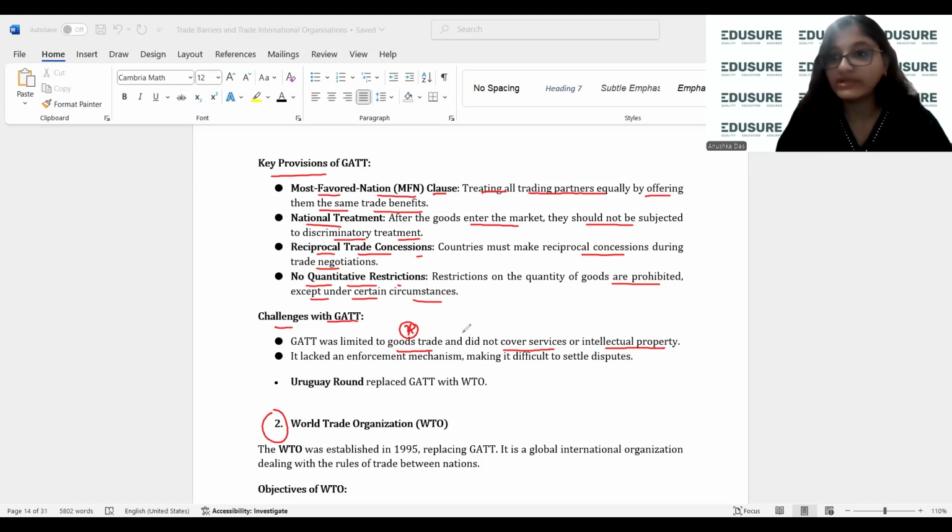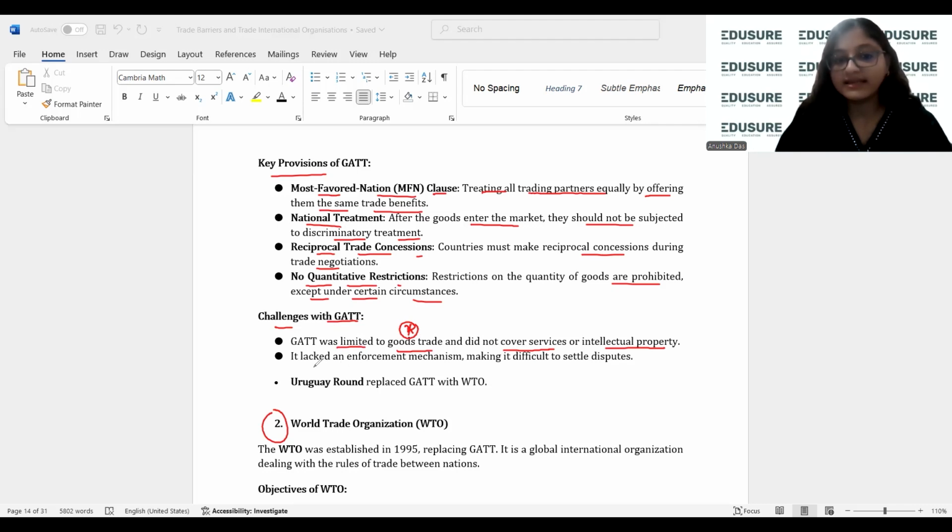This is a very important limitation of GATT: when we say trade, international trade, GATT only covered trade in physical goods, only goods, not services, not intellectual properties like patents and also research findings, basically intellectual properties. So they have not included that in the trade. When we say trade, they only meant trade in goods. So that was one of the major limitations.